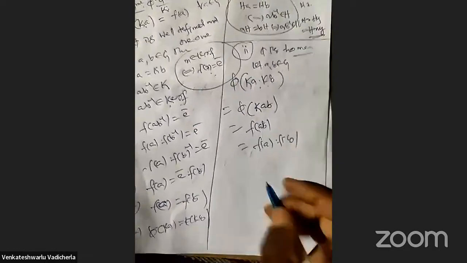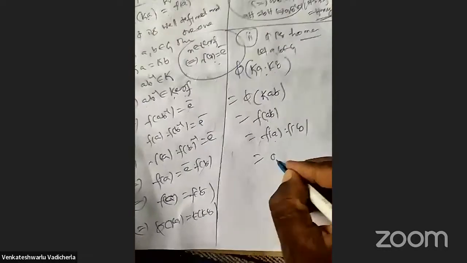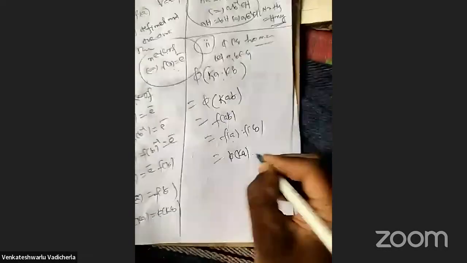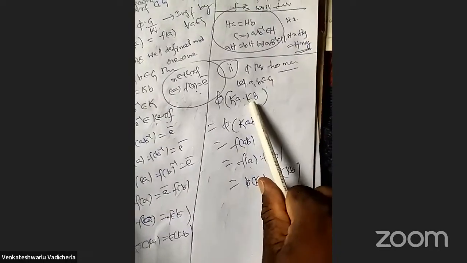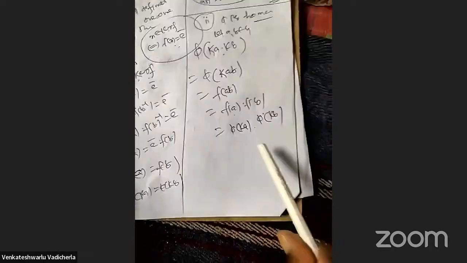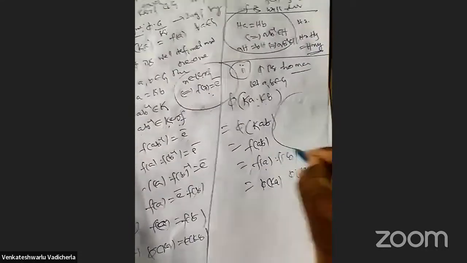f of a into f of b. What is f of a? Once again, pi of ka. What is f of b? Pi of kb. So pi of ka into kb is equal to pi of ka into pi of kb.